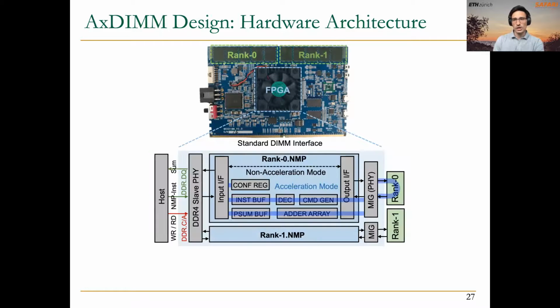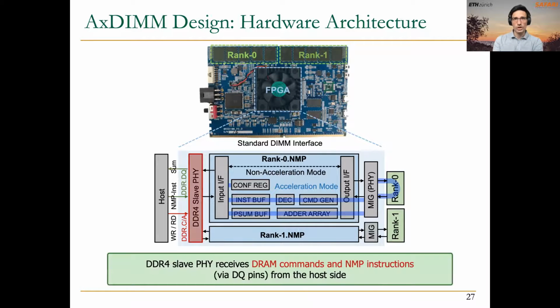So here you can see another picture of these near memory processing units near the rank. As you see, this one at the top corresponds to rank 0. This one at the bottom is connected to rank 1. And we are going to describe the different components of these near memory processing units.